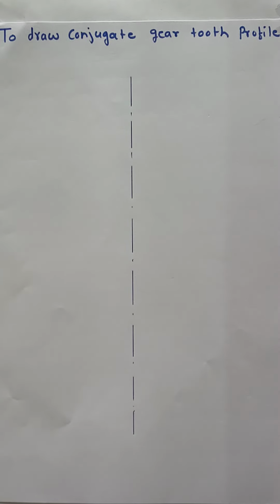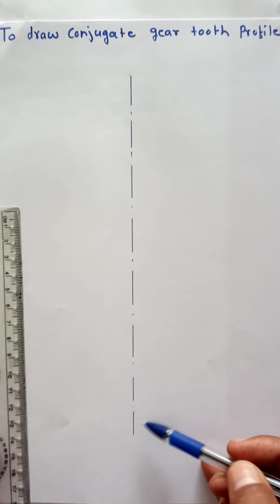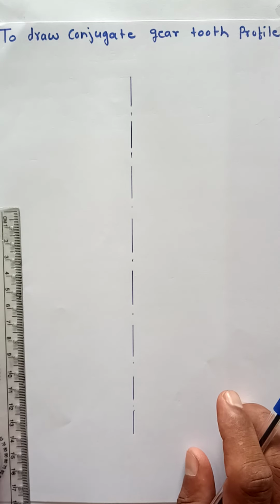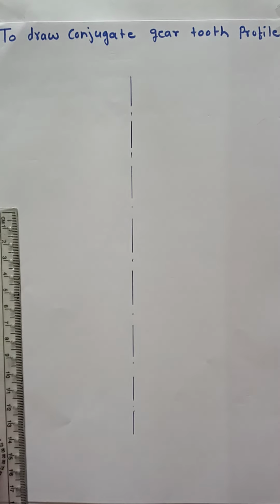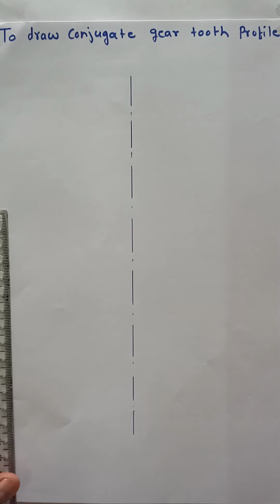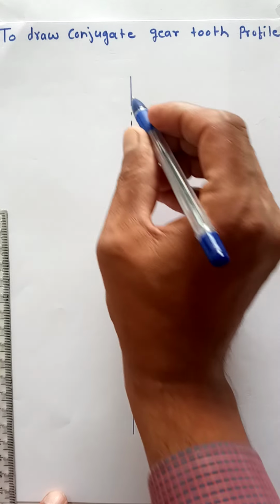Hello, today we will complete the tutorial on how to draw conjugate gear tooth profile. Here I have shown the center line. You have to just follow the steps. We know that using the law of gearing we can design the conjugate gear tooth profile for any general type of gear tooth. So I have drawn the center line joining the centers of the two gears.